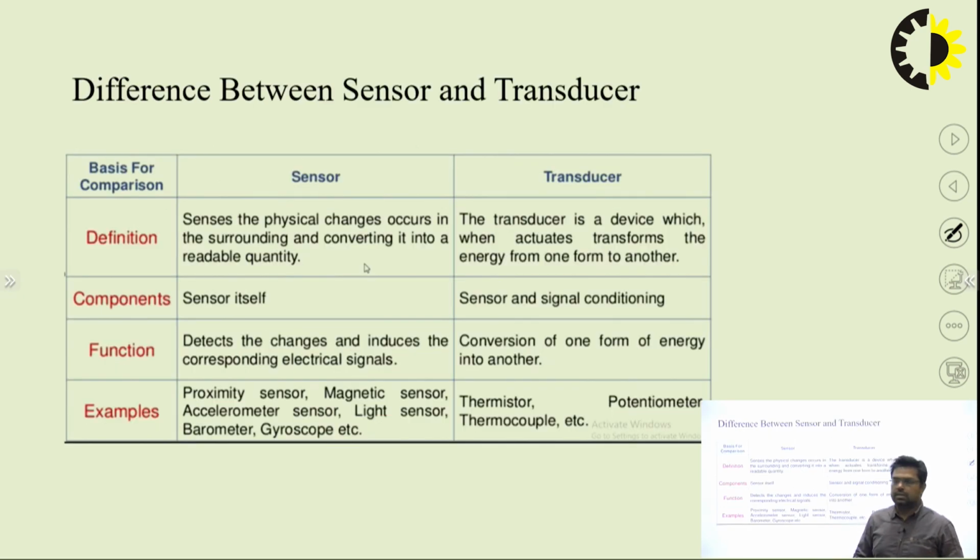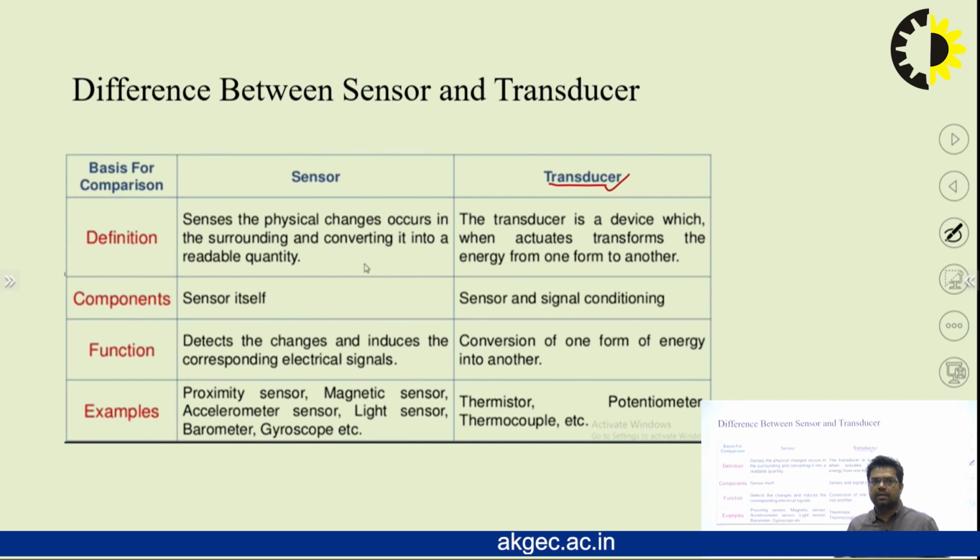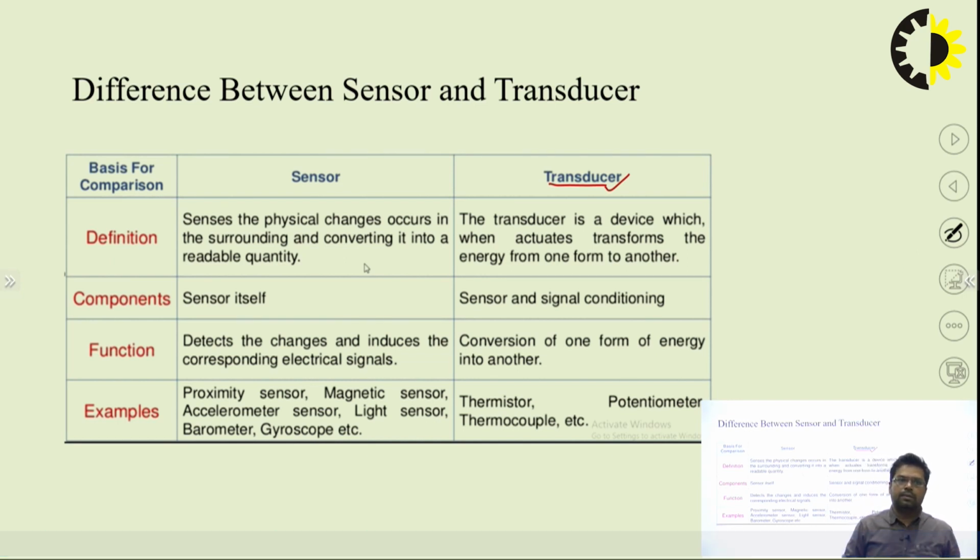Another term related to sensors is the transducer. The role of a transducer is that the quantity is converted into another form. In a sensor we convert into an electrical quantity, but the feature of a transducer is that it converts one form of energy into another form of energy. In transducers, signal conditioner blocks are present, and they can convert one form of energy into another.